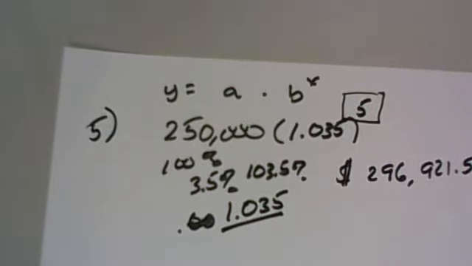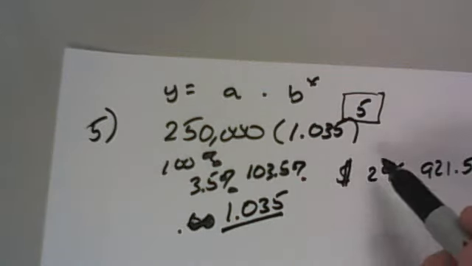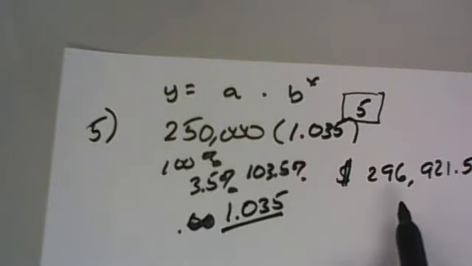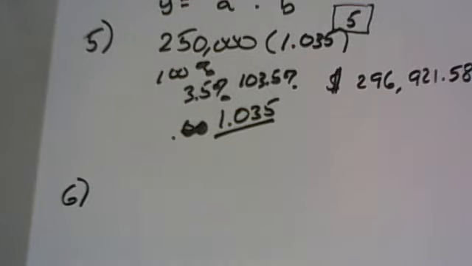If we take a look at number 6, number 6 is a little bit different. Number 5 is exponential growth because the amount is growing each year. As you can see from those 5 years, it went from 250,000 to 296,000. Number 6 says suppose the acreage of a forest is decreasing by 2% per year because of development. If there are currently 4,500,000 acres of forest, determine the amount of forest land after each of the following years.